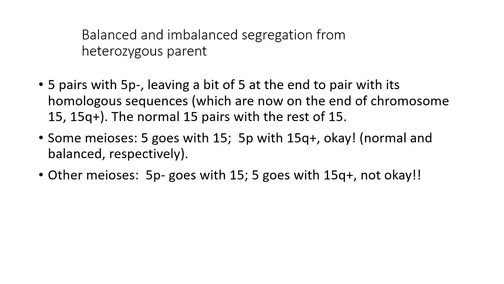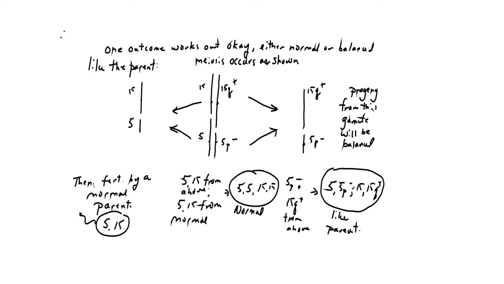Right, so this is just what I just said. You get normal pairing, but what causes the issues is that some of the time you get segregation leading to imbalanced gametes. Okay, so here's the pairing arrangement, and I'm just going to illustrate when you get a normal situation, right? It's not always a problem. You can pair everybody, segregate the normal 5 and 15 together, segregate the 15q+ and the 5p minus together. So the progeny from this gamete will be balanced, just like the parent. They lost information from 5, but it's present on 15. So altogether, it's a balanced situation.